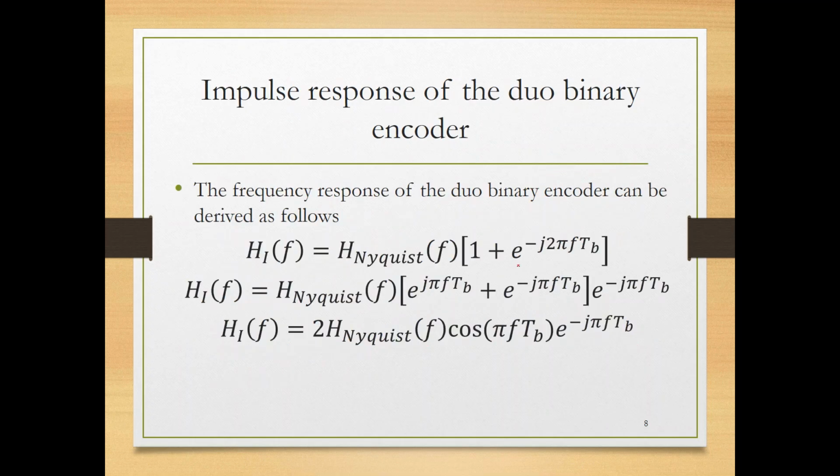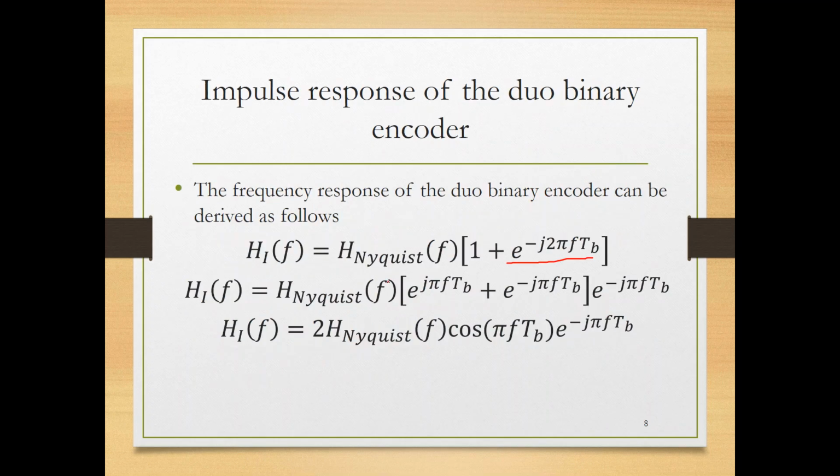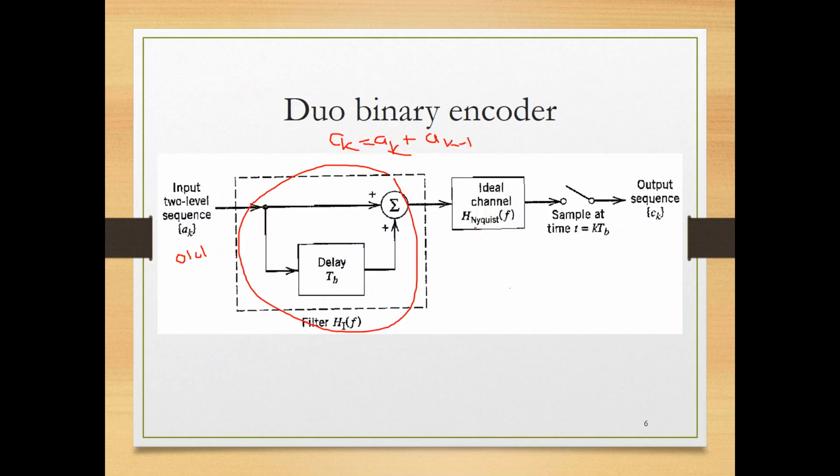Because of this delay, you have this e to minus j2πf Tb. This is due to the delay element, Tb here. Here we have delay Tb. This is in the time domain. I am now going to the frequency domain because it's easier to understand things. I want to see them in time and frequency. And then you have this one, a constant. Why? Because you don't have any delay. It's the direct path.